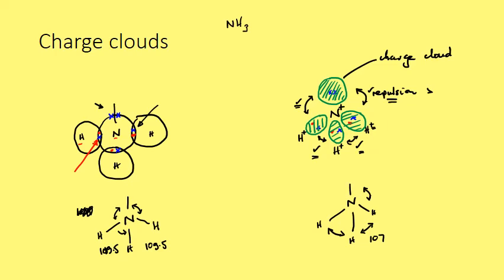And this concept of bond angles depending on the shape of the charge cloud is called the valence shell electron pair repulsion theory.